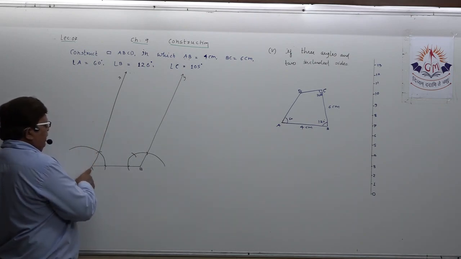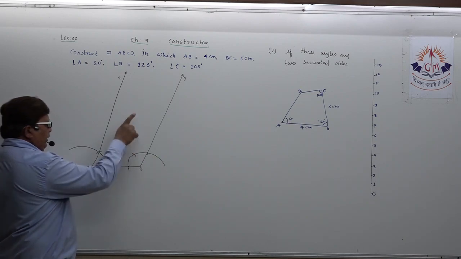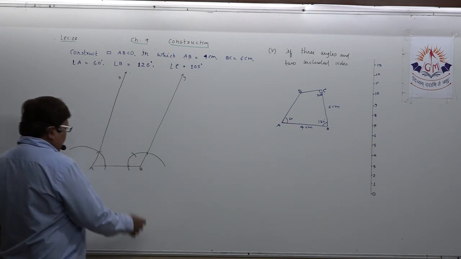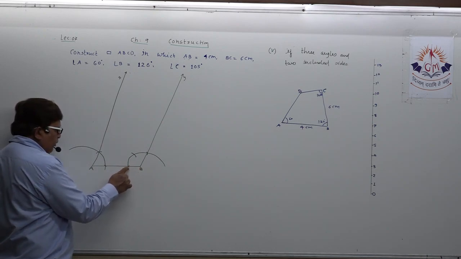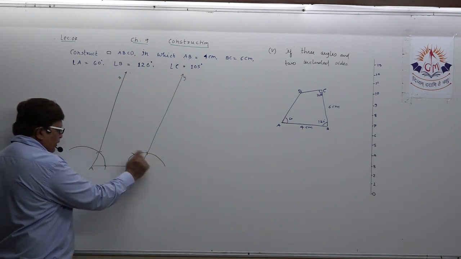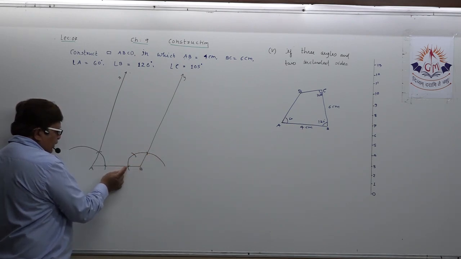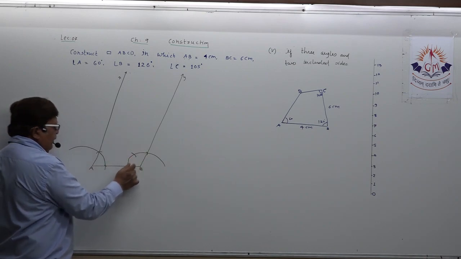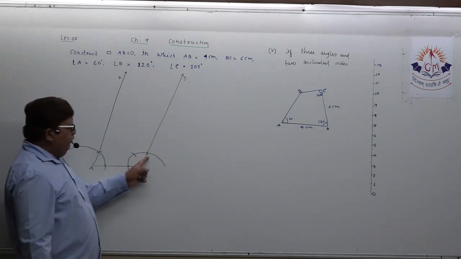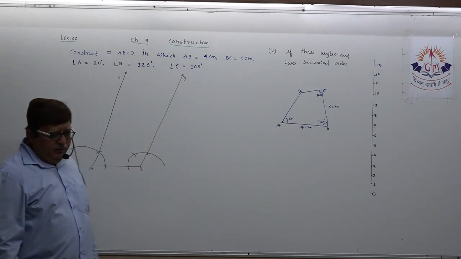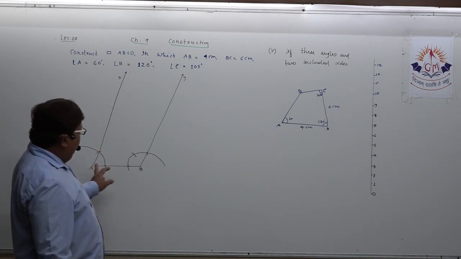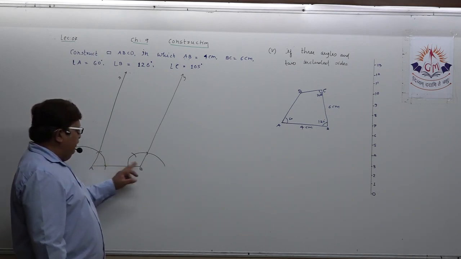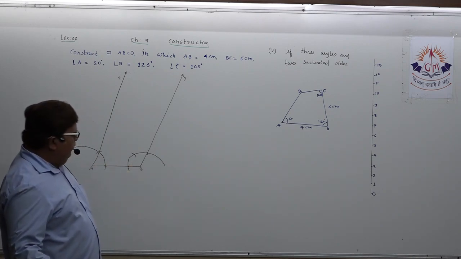AB 4 centimeter, angle of 60 degree, angle of 120 degree. How to construct angle of 120 degree? You all know, taking appropriate radius and arc, centering compass here, cut the arc and shifting the center, cut it again, and then you just draw a ray passing through that intersection of the arc. Okay, so this way, dear student, we are able to draw AB, angle A 60 degree, angle B 120 degree.